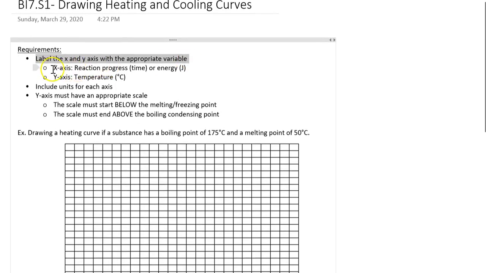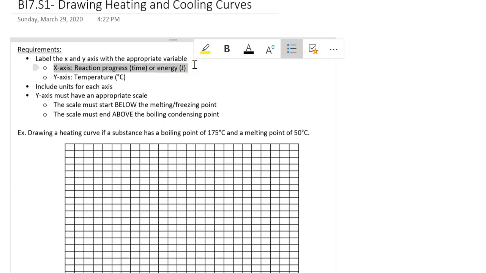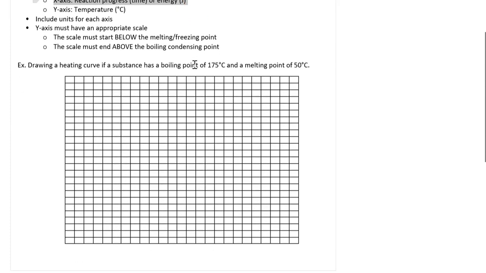First, we need to label the X and Y axis with the appropriate variable. You have two options for the X axis. We can either label it reaction progress or energy. Most students use energy. I usually use energy, but you can also use reaction progress. If you use reaction progress, your units are going to be some variable of time.